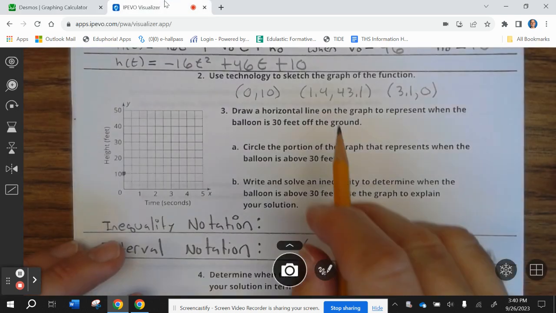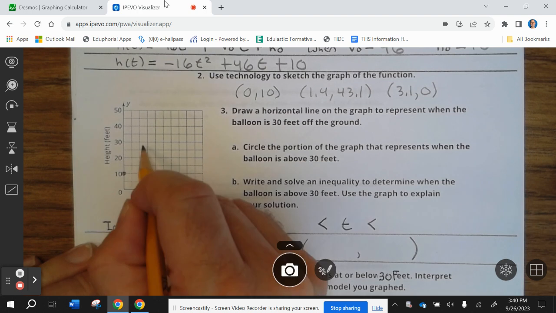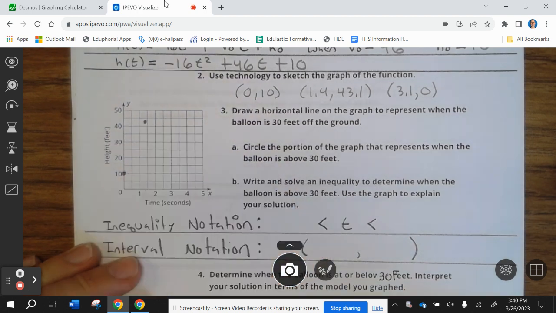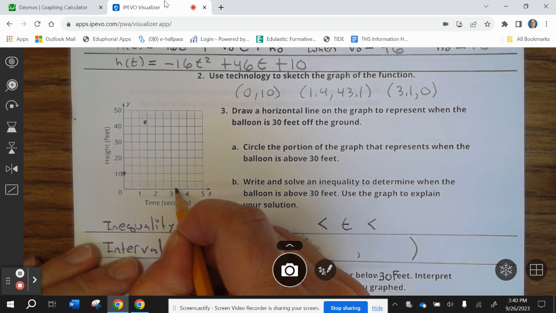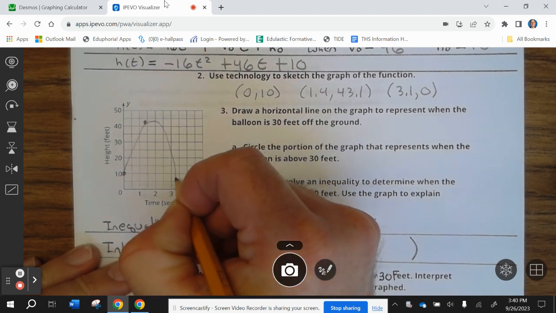All right, so we're going to use these 3 points. So 0, 10 is easy. 1.4 is about right here. 43 is about right here. And then 3.1 is about right here. Okay. So there's our parabola.